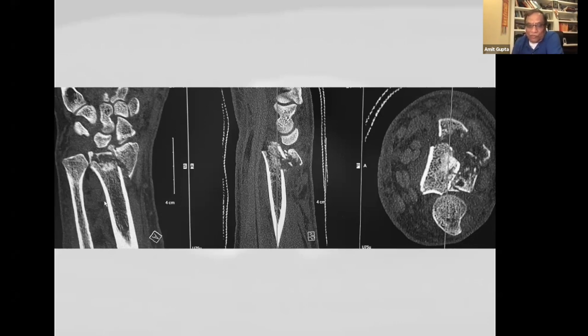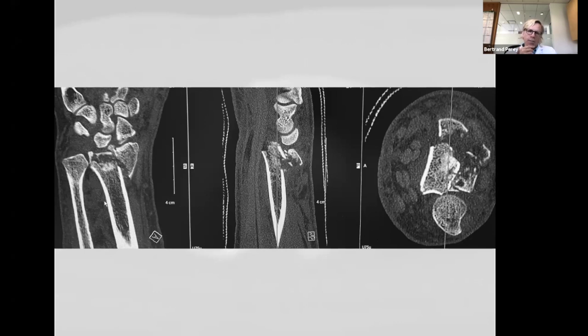Any role for a dorsal plate in this, Jonah? Maybe. I think this is reconstructible with plates and screws in my hand. You pointed the things out. I see that the whole concern is this guy's sigmoid notch. I can build everything up. Can I give him a congruent sigmoid notch and a reduced DRUJ?